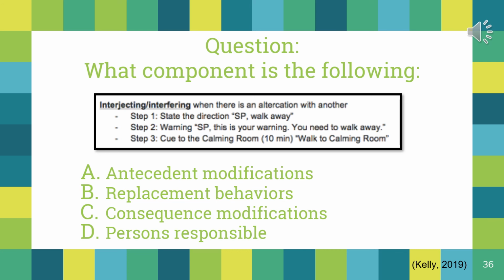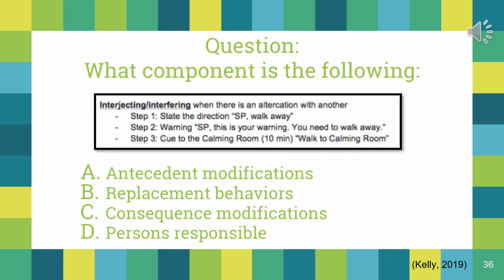Question: what component is the following? Interjecting/interfering when there is an altercation with another. Step 1, state the direction. SP, walk away. Step 2, warning. SP, this is your warning. You need to walk away. Step 3, cue to the calming room for 10 minutes. Walk to the calming room.